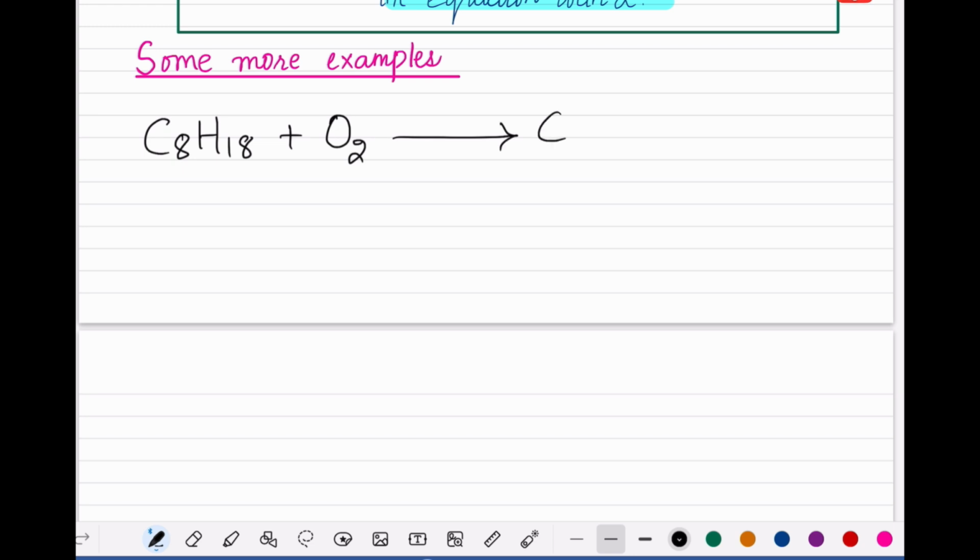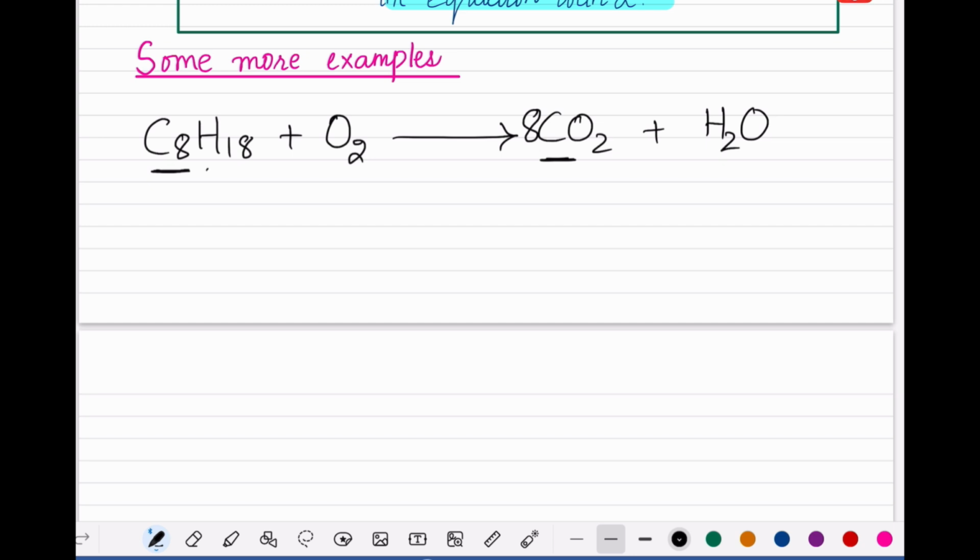For example, for the complete combustion of octane, the formula for octane is C8H18 plus oxygen. For complete combustion, it makes carbon dioxide with water vapors. As there are 8 carbon atoms on the reactant side, there must be 8 carbon atoms on the product side. So, we will write 8 with the carbon dioxide.